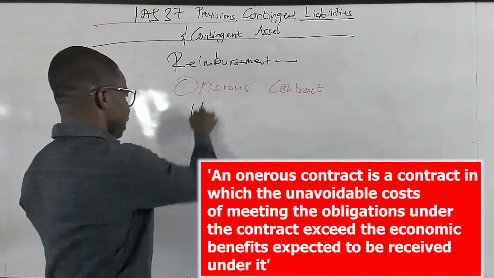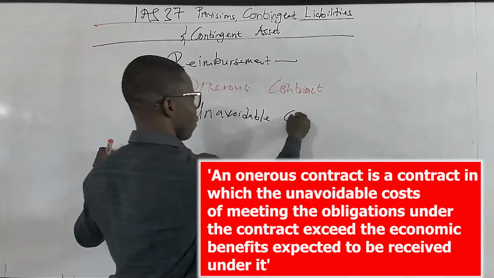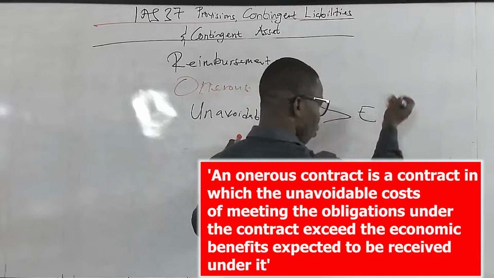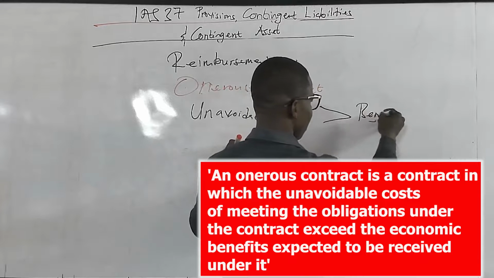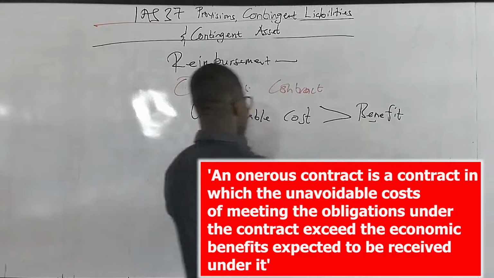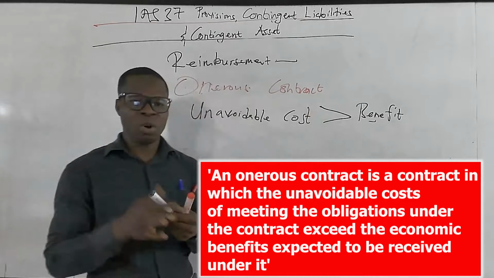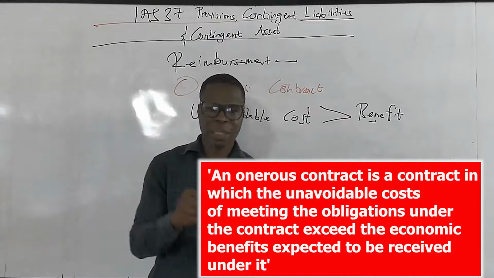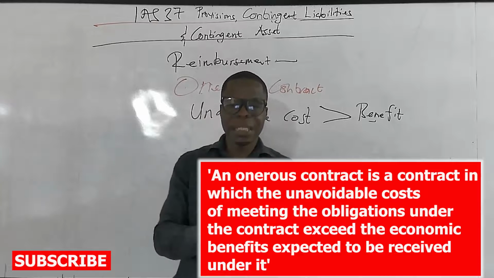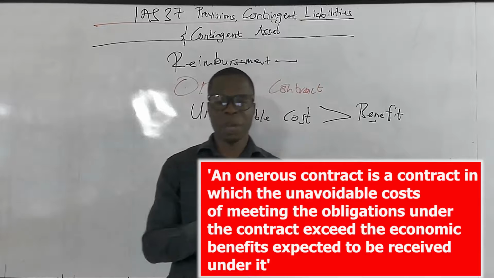Simply, we are saying that the unavoidable cost is greater than the economic benefit or the benefits to enjoy. Or in simple terms, the unavoidable cost is greater than the benefit. But in the definition, we are saying an onerous contract is a contract in which the unavoidable cost of fulfilling or completing a contract exceeds the benefit to be realized under that particular contract.